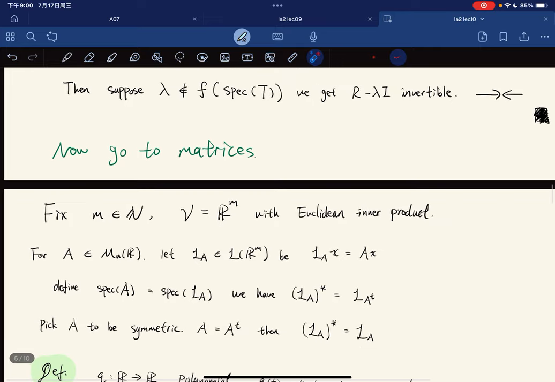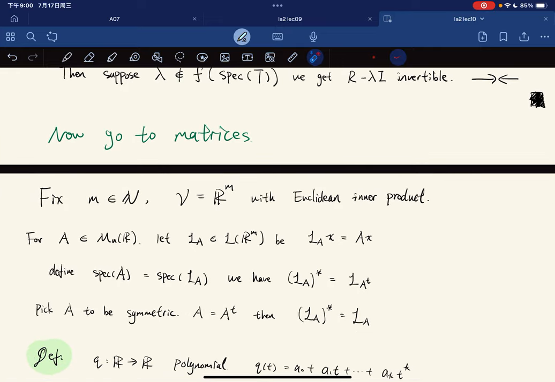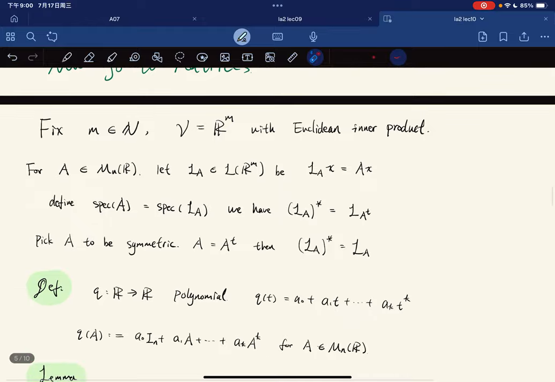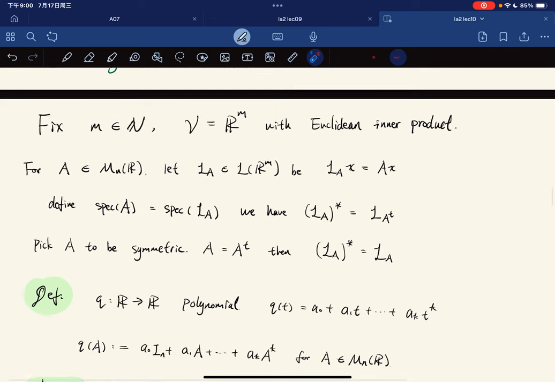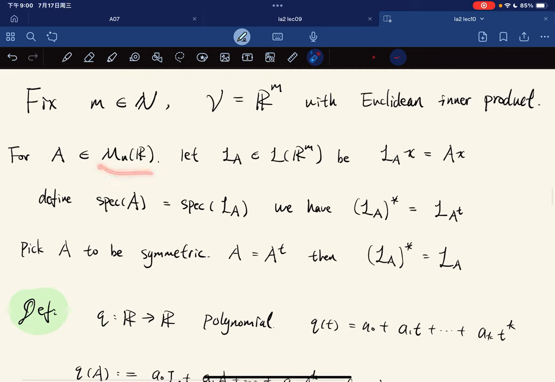So now we shift our viewpoint to matrices. From now on, we fix V equal to R^m with the Euclidean inner product. And for a matrix A, we consider the left multiplication operator, right? And the spectrum of A is defined as the spectrum of this operator LA, and we have this is true. This is true by the one we just proved a long time ago.